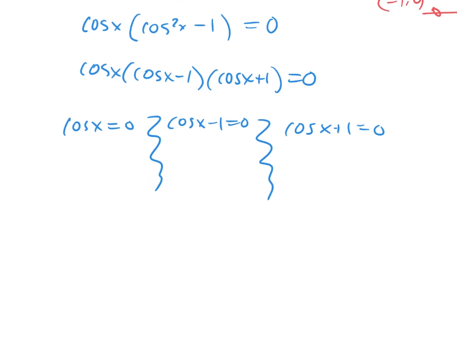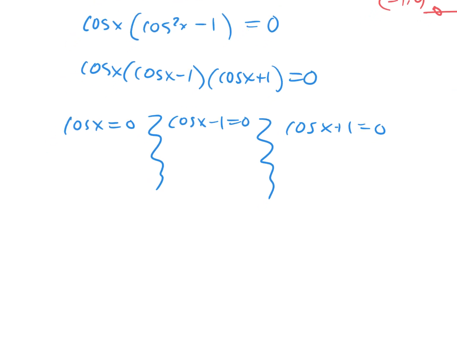So for the first one, the cosine of x is equal to 0. So where is the x coordinate equal to 0? At pi halves and 3 pi halves. So my two solutions initially are pi halves and 3 pi halves. Okay, what about this next one? I'm going to add 1 to both sides. So I've got the cosine of x is equal to 1.